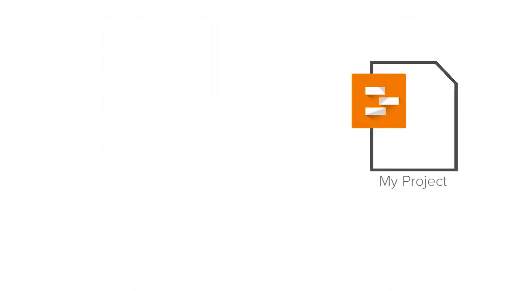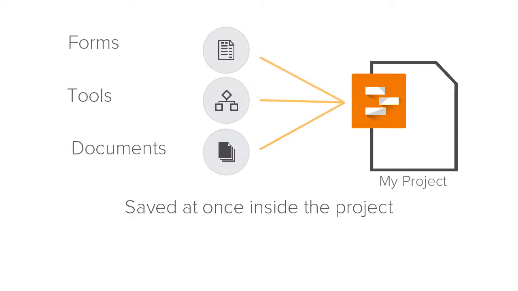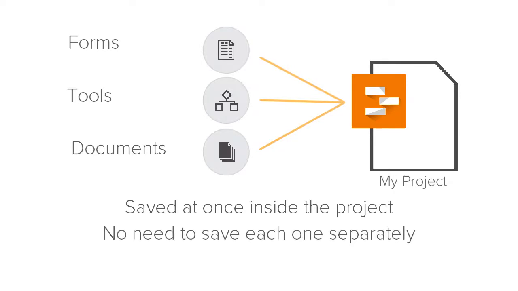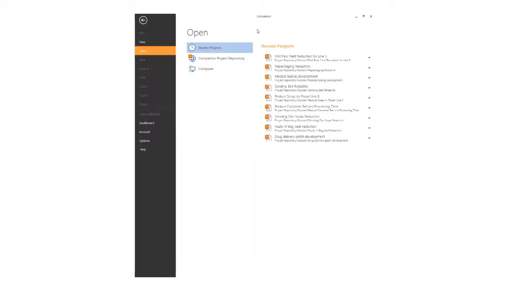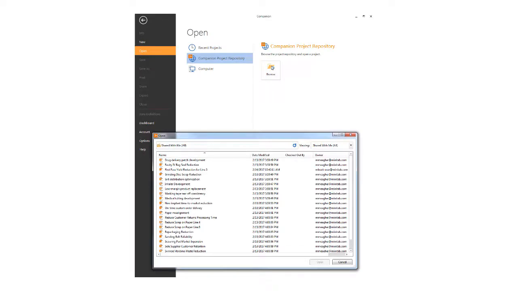Also, when you save a file, all forms and their data, tools, and documents in the file are saved at once inside the project. There's no need to save each one separately. If you want to open an existing project, instead of starting a new project, you can choose a project from your recent projects list. Or you can click the Companion Project Repository button to browse the project repository to open an existing project from there.